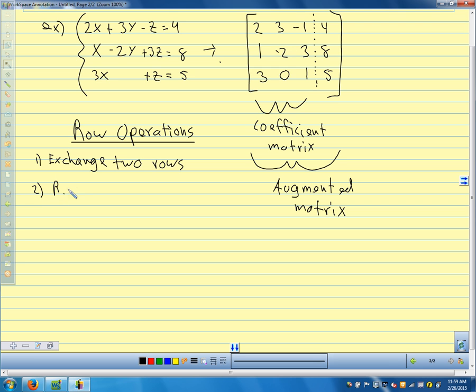We can replace any row by its multiple. So we're multiplying by a number and replacing the row with that row replaced by a multiple. And the number we're multiplying is not 0. If we multiply by 0, then the whole thing goes away. It doesn't help us.